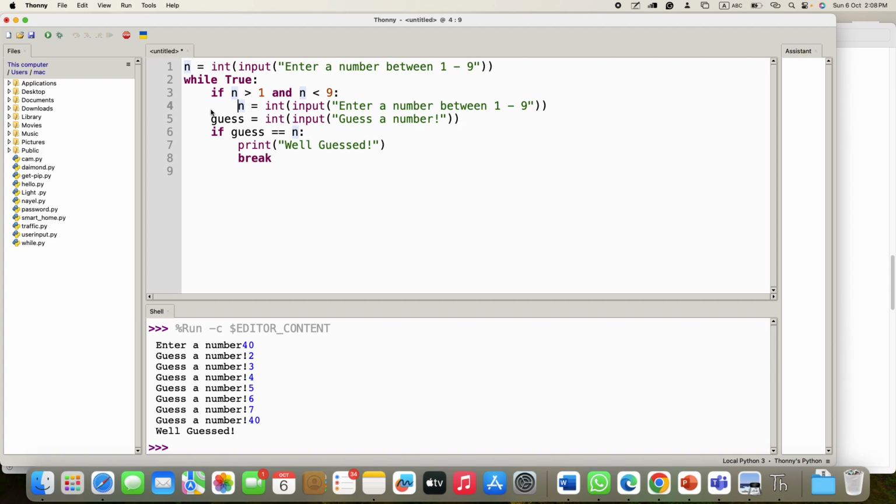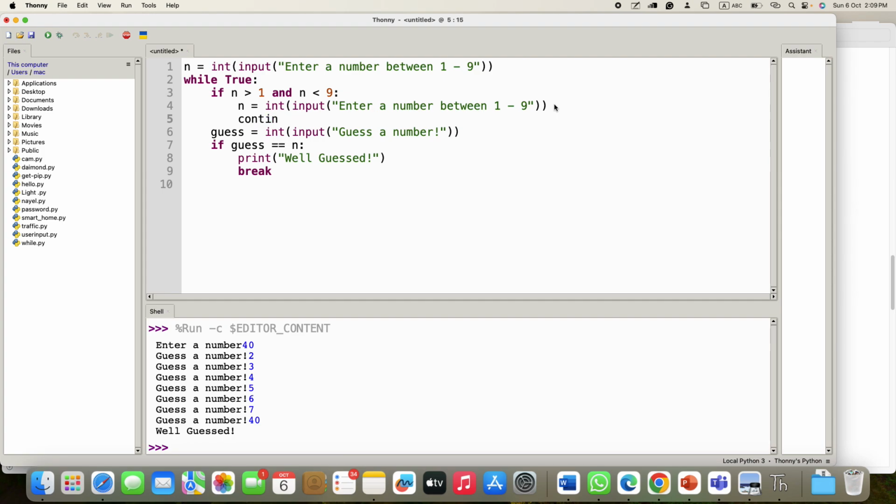If it's not between that, it will continue asking. Now you put the next step if it's true. But it should not go to the guess until it checks if it is between. So I should say continue here. That's the proper use of continue. So it will check first. It will go back and check if it is between. Then it will move forward.